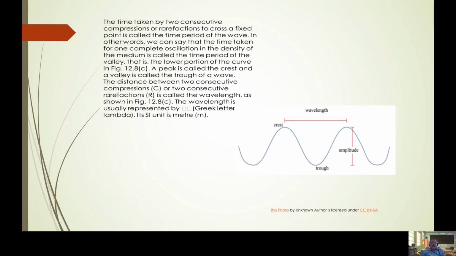The upper portion of the curve is called the peak, and the lower portion of the curve is called the valley. The peak is called the crest and the valley is called the trough of the wave. The distance between two consecutive compressions or two consecutive rarefactions is the wavelength, as shown in the figure. The wavelength is usually represented by the SI unit meter. So wavelength, trough, crest, amplitude: these are the different parts of a wave.